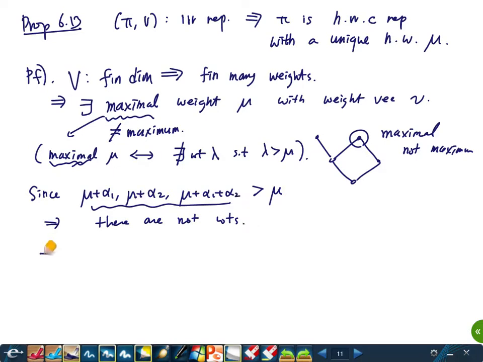That means if we apply x_i, but this is the root, and the corresponding root vector is x1. So if we apply x1 for any i, it's going to be 0 for all i from 1 to 3. Because if it's non-zero, then this will be a weight vector with weight this. But this cannot be a weight, so it's going to be 0. Also for this, 0. Also for this, 0. It's x3.